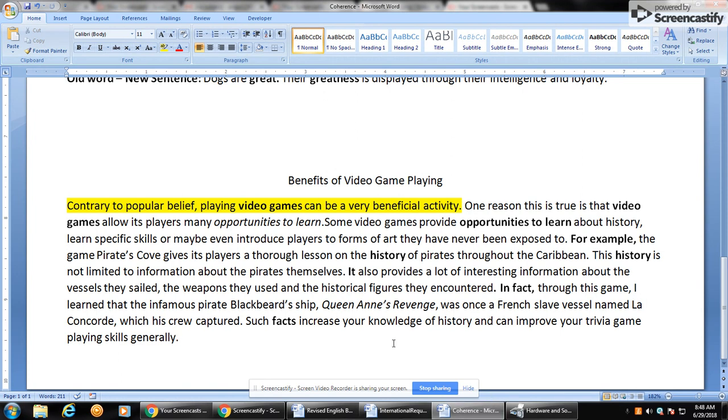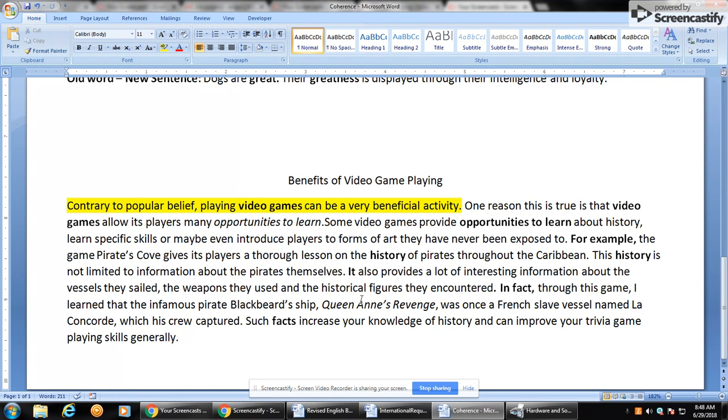Such facts, so I'm playing on the word facts, right? Such facts increase your knowledge of history and it can improve your trivia game playing skills generally. And that's my concluding sentence. So, by using these techniques, I've ensured that each sentence connects to the previous one. And this is a technique that you can use as you revise your paragraphs and make sure that it flows.